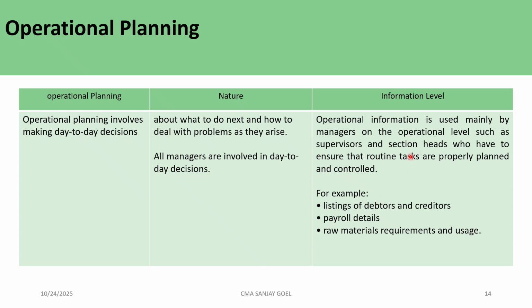Operational planning, day to day. This planning is related to the day-to-day decision making process. When a manager takes a decision on a day-to-day basis, it's called operational planning. What is the level of information? Information at this level is based on listings of debtors, creditors, payroll details, and raw material requirements and usage. So it is related to day-to-day decision making planning.